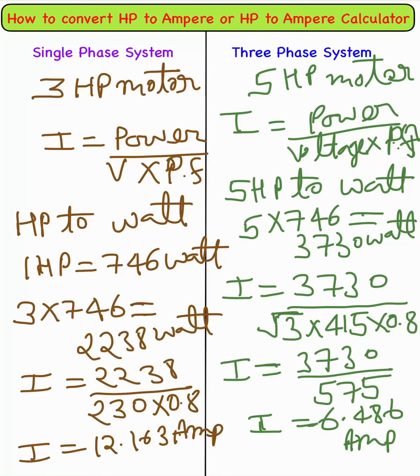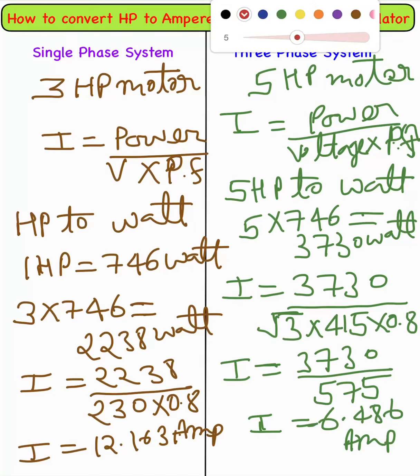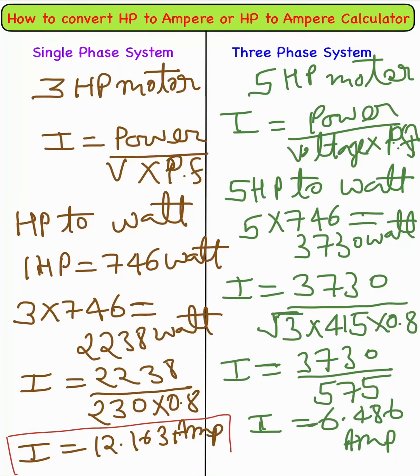This is all about the single phase system and three phase system. For the single phase system, current I is equal to 12.163, and for the three phase system the current is 6.486 ampere. Now there is a shortcut trick so we can calculate the value easily.